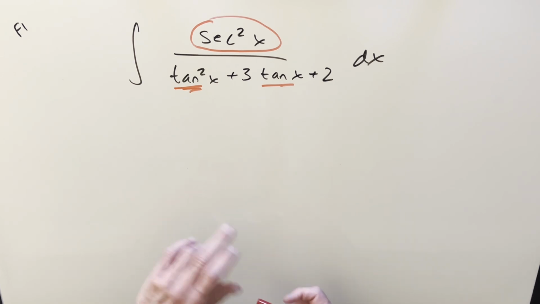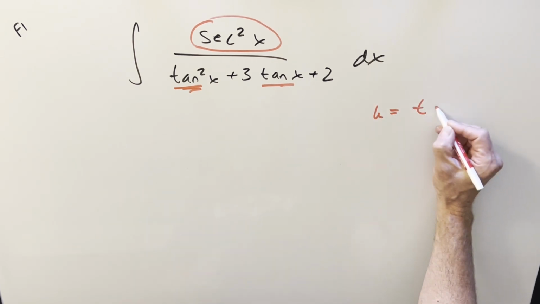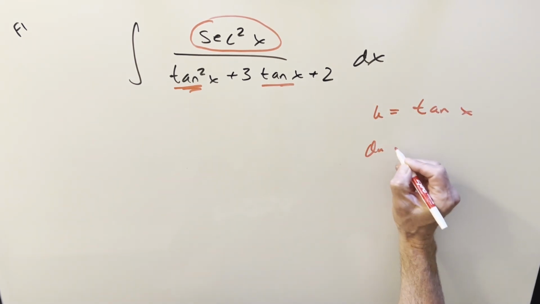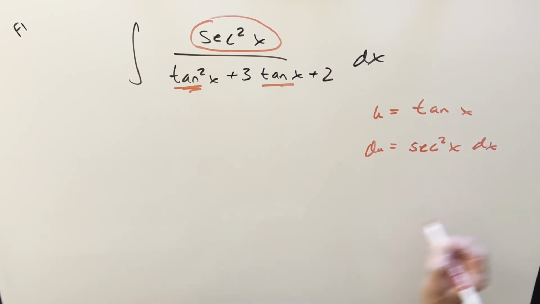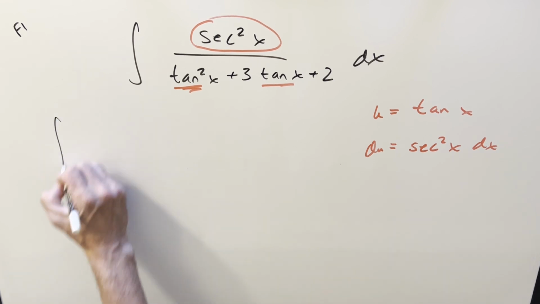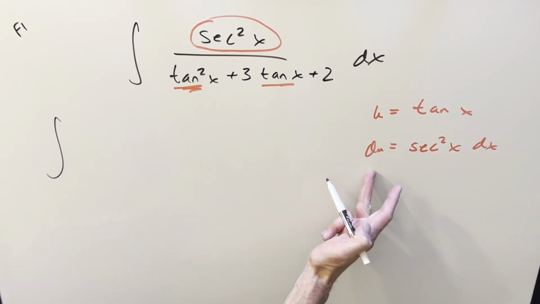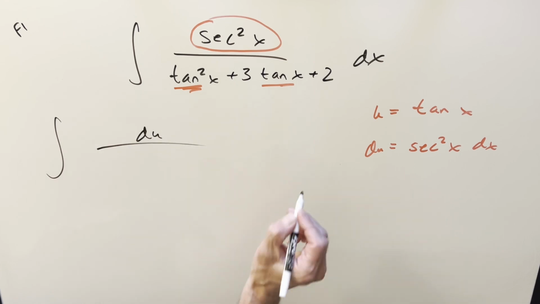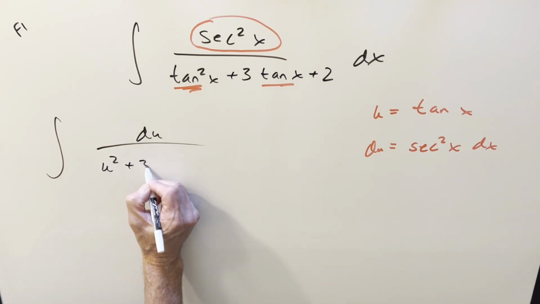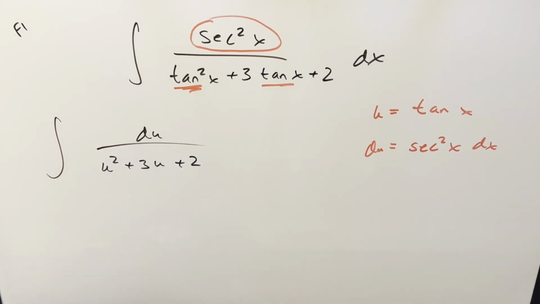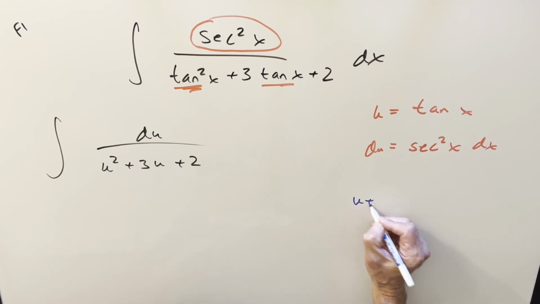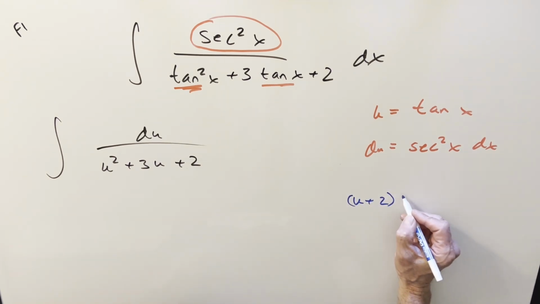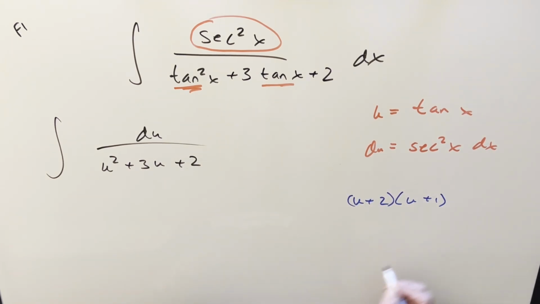We can do a u substitution. If I do u sub for tan x, then the derivative on this, du, is just going to be secant squared x dx. So when we substitute, the whole numerator is just going to become that thing, which is just du. And now we have u squared plus 3u plus 2. But this here can be factored pretty easily. Let's kind of come over here. So if I factor it, that's going to be u plus 2 times u plus 1.